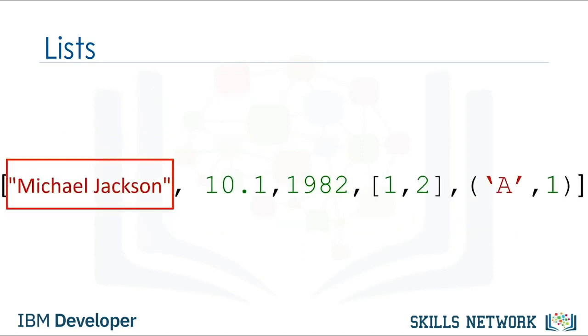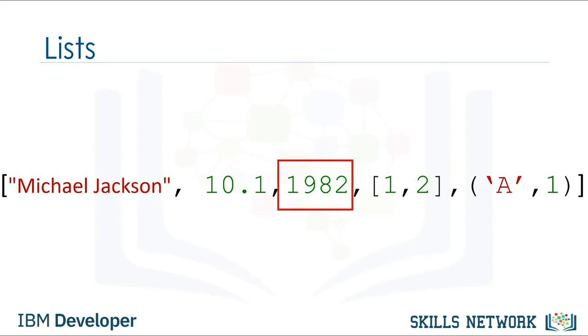Lists can contain strings, floats, integers. We can nest other lists. We also nest tuples and other data structures.